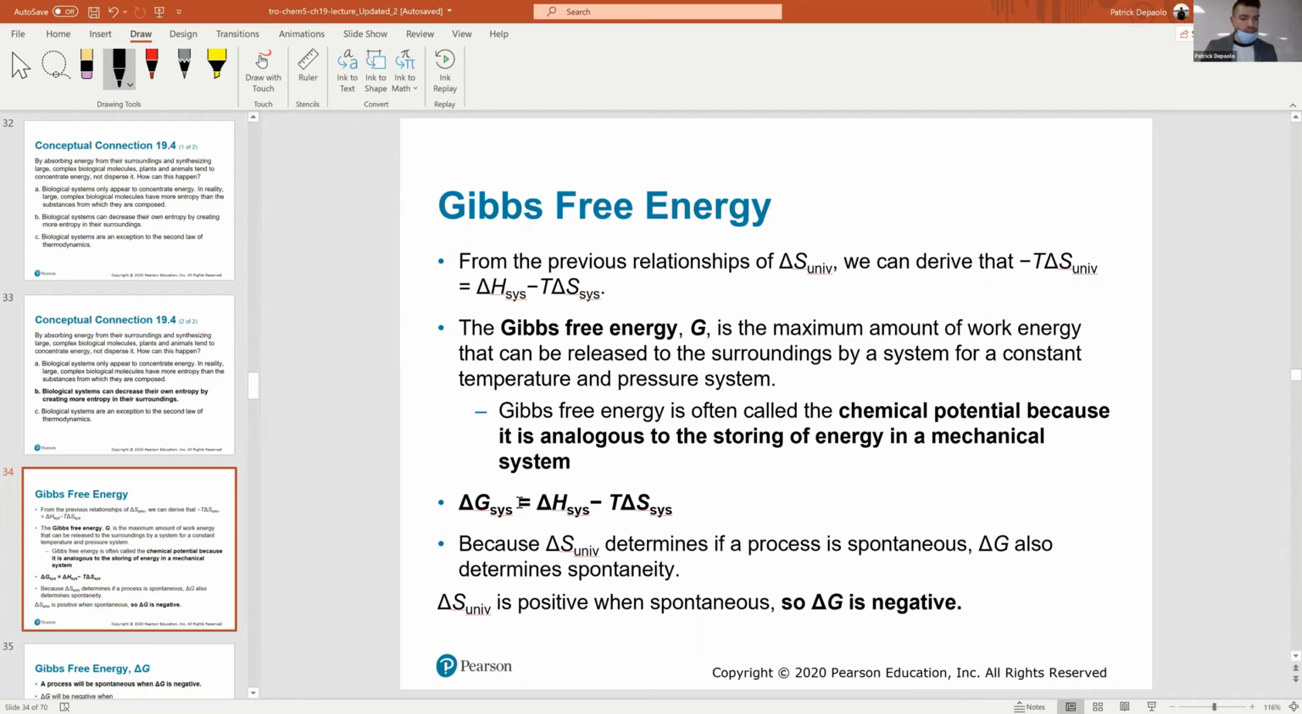So delta G could be the energy released from breaking the phosphate bond of ATP. Well, no. Delta H is that. Delta G is just the chemical potential. You know what? Yes, the amount of energy that could be released into the surroundings. Okay, so yes, assuming you're correct. I had to think about that for a little bit.